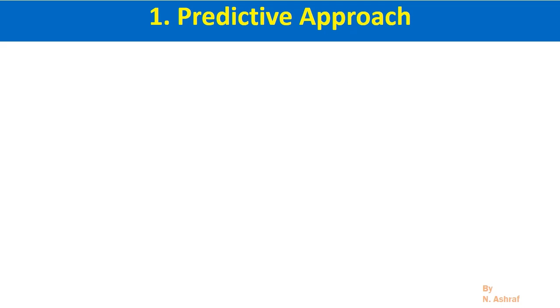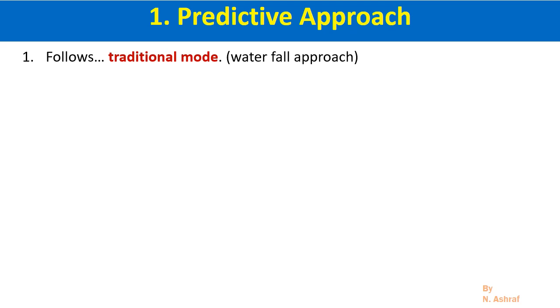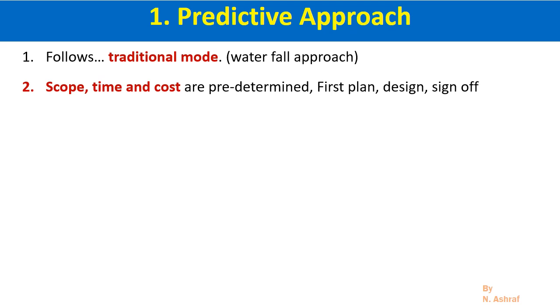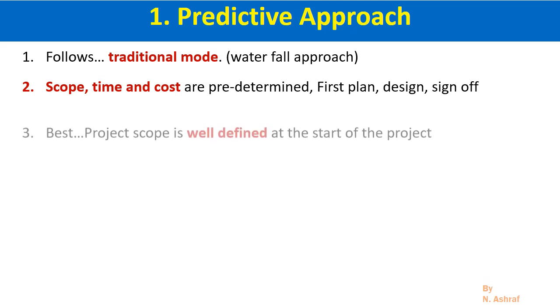In predictive approach, basically this approach is called traditional approach because it follows waterfall like process. In this approach, the time, cost, and scope of the project is predetermined. First of all, we plan, design, and sign off from all the stakeholders. Then we start and implement the project.